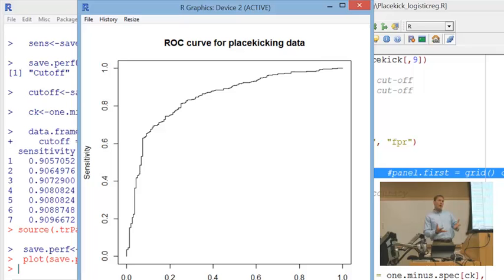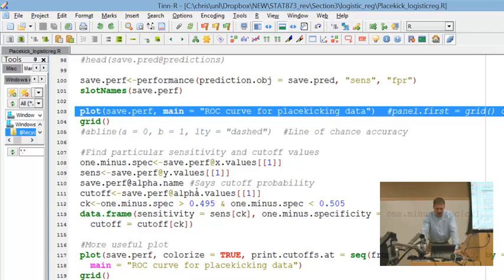Okay. Now with that, let's look at how we can find a particular cutoff rate. In particular, what I would like to do is find a cutoff rate for a 1 minus specificity of 0.5. Perhaps that's what I feel I can deal with for this particular instance, a false positive rate of 0.5. I want to find the corresponding sensitivity and also the corresponding cutoff probability. Okay, so this is the process.